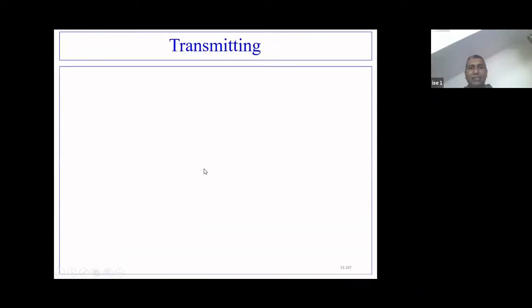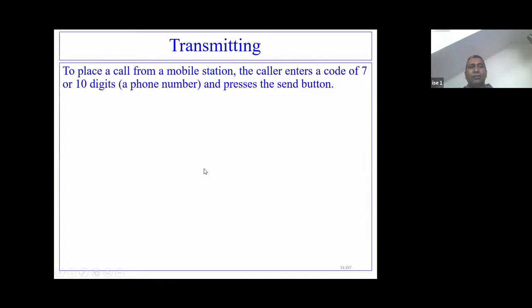Next, we shall see how to place a call from a mobile station to a caller. So how can a mobile station call another mobile station or a landline station? Generally, landlines will have seven digits in their phone number, and mobile phones will have 10 digits.